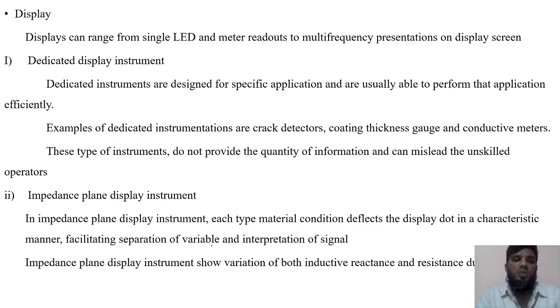Whereas in impedance, what we look at is the amount of change of current, that is the impedance in the resistance. In the impedance plane display instrumentation, each type of material conductivity deflects the display dot in a characteristic manner, facilitating the separation of variables and interpretation of the signal. The impedance display instrument shows the variations of inductive reactance and resistance during the testing. So initially, what was the resistance? After doing the test, what is the difference coming? Based on that difference, we are going to measure the flaws.